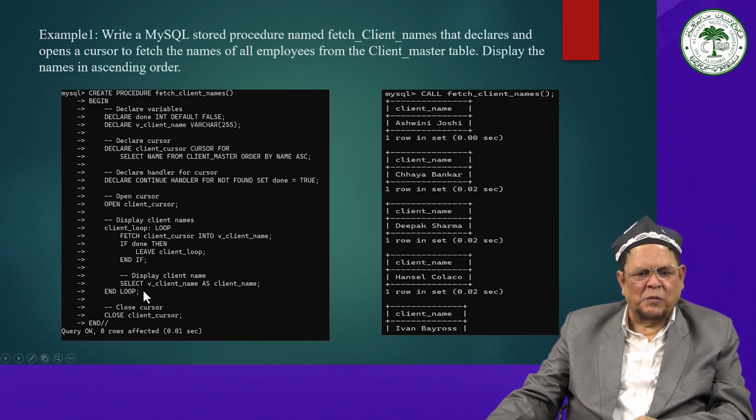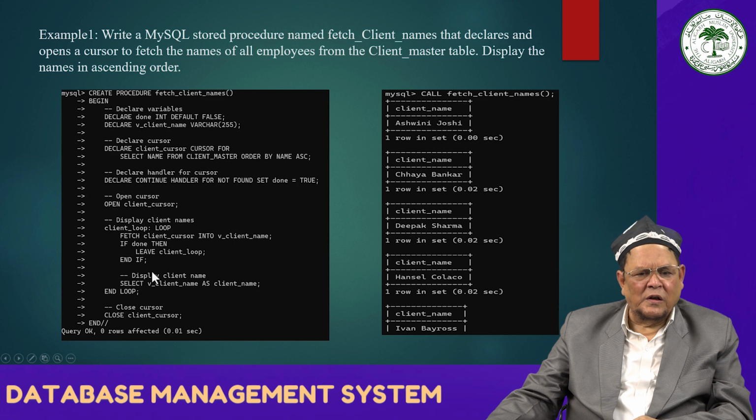Then after that you have to display the client name. How will you display? We will select vClientName as client name, and then end loop. Then after that you have to write close cursor. How will you write it? I have already explained: close client_cursor, and then end. When you press run, the query is OK.